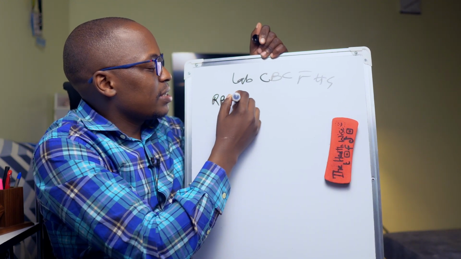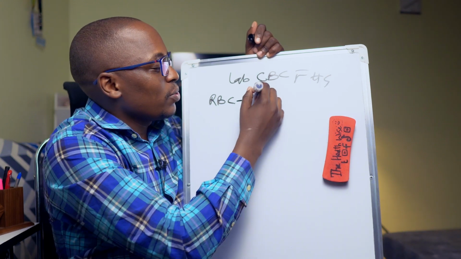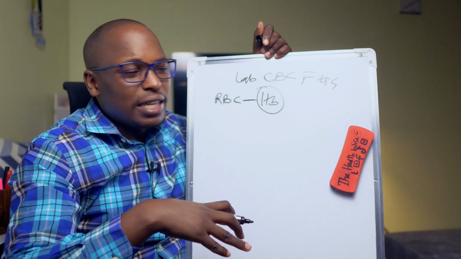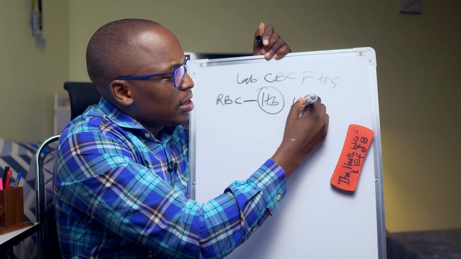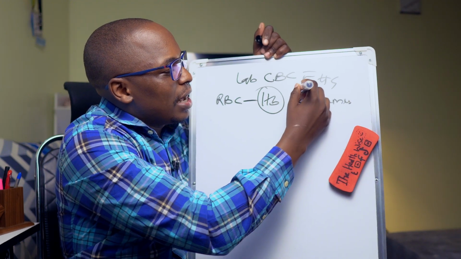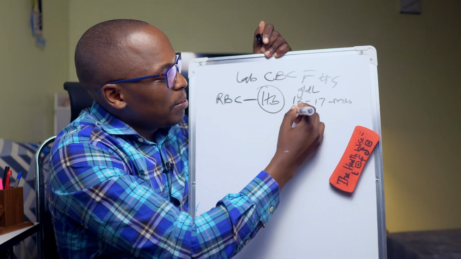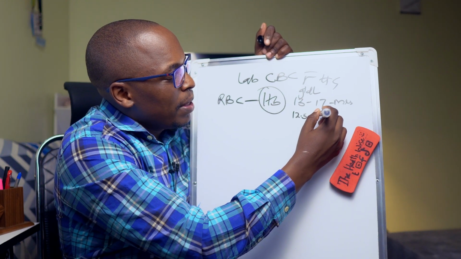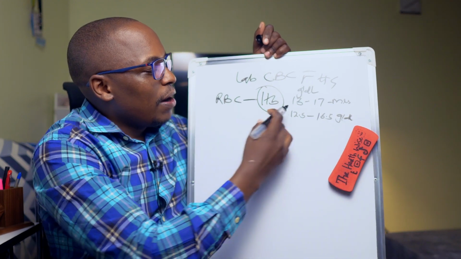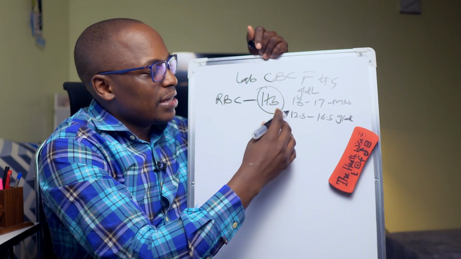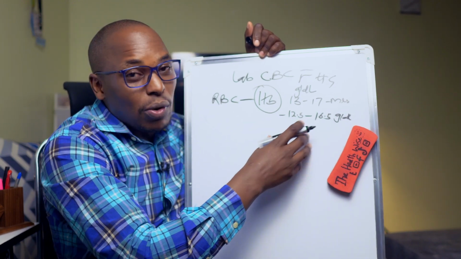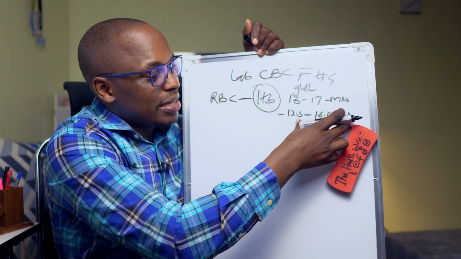Now, for the red blood cells, there are several things that are checked. One very important one is the HB, the hemoglobin level. In my population, the normal range is 13 to 17 grams per deciliter in men. For females, it's 12.5 to 16.5 grams per deciliter. For females this is slightly different because they usually get their monthly menses, which lowers much of their HB. These are their normal ranges.